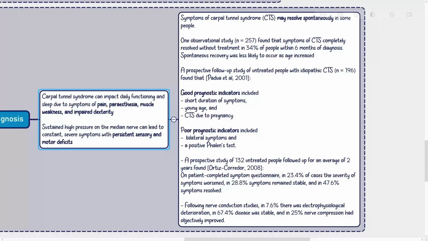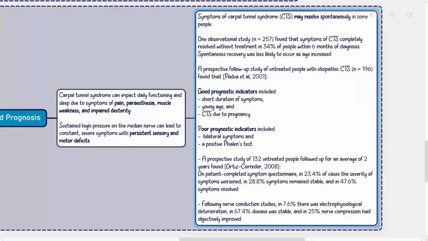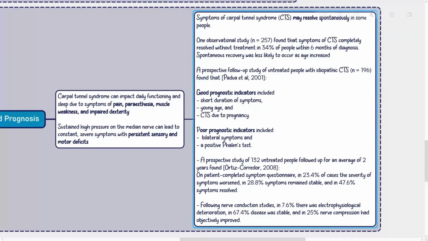Symptoms of carpal tunnel syndrome may resolve spontaneously in some people. One observational study found that symptoms of carpal tunnel syndrome completely resolved without treatment in 34% of people within 6 months of diagnosis. Spontaneous recovery was less likely to occur as age increased.